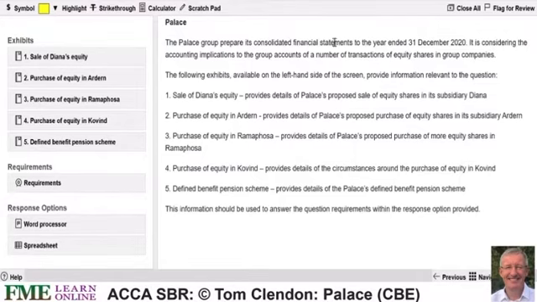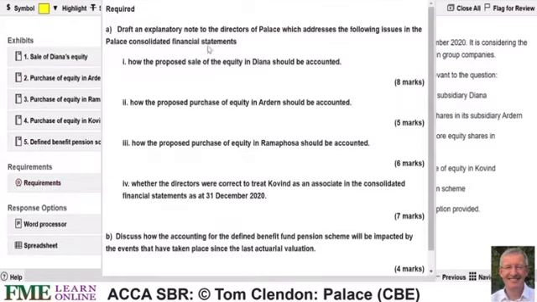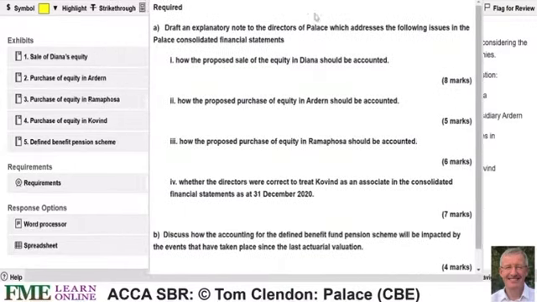We are preparing our accounts to 31st December 2020, and we've got the following exhibits. And these are the 5 exhibits. This is the data, the information in the question. Now, the first thing I'm really going to do is to look at the requirements and to understand the requirements.